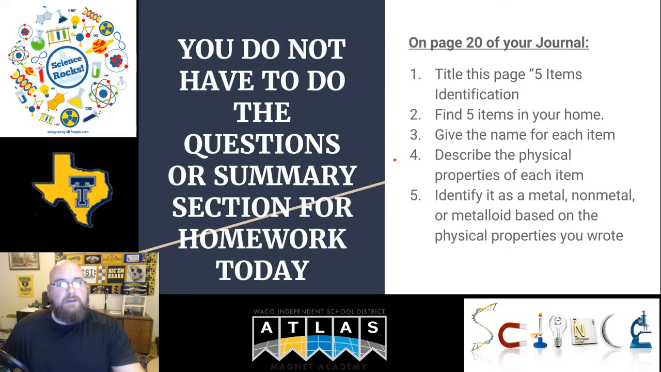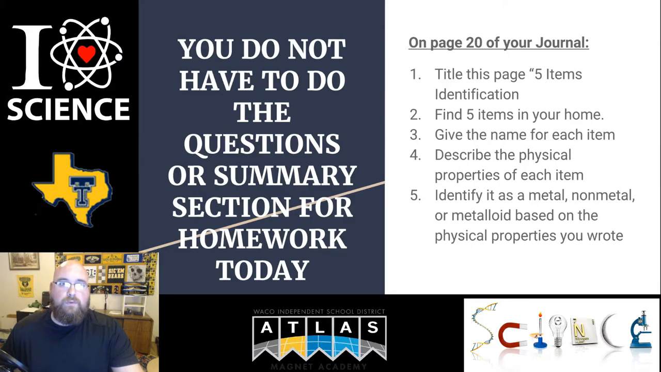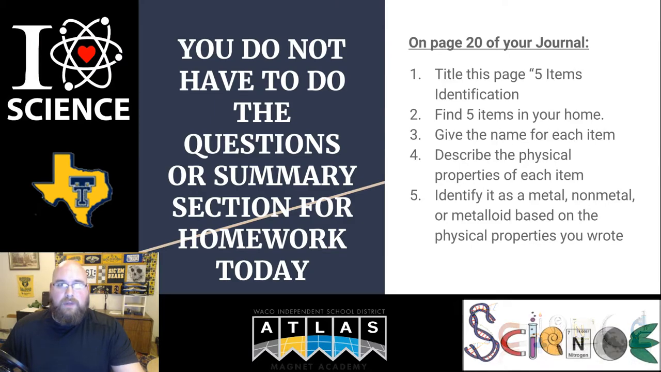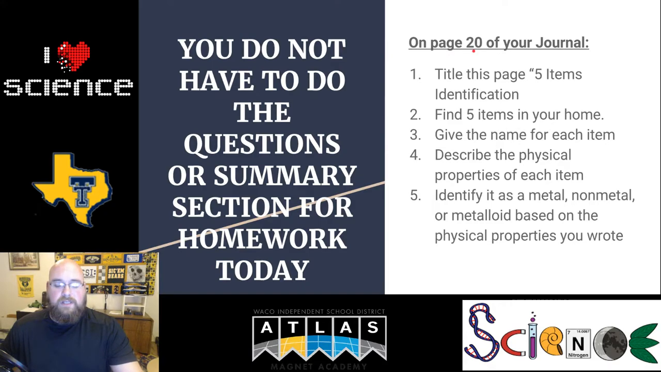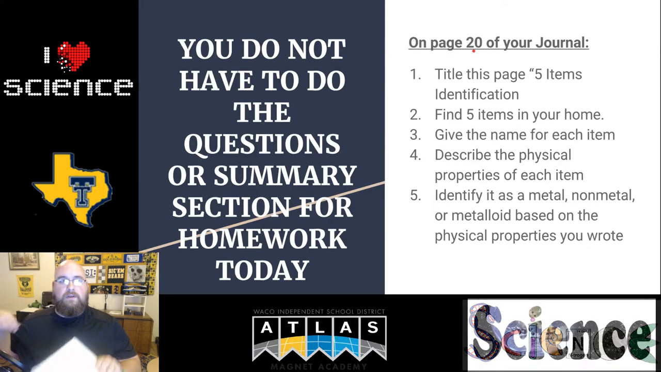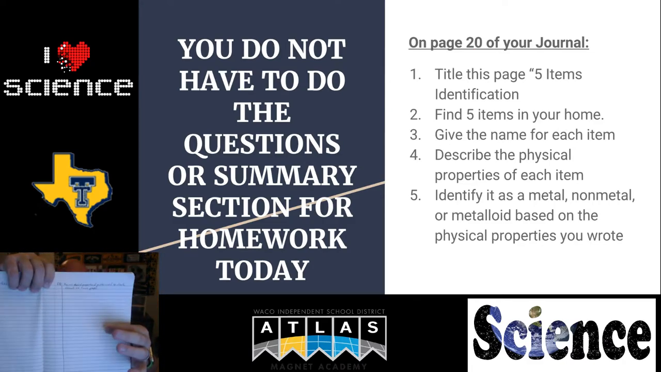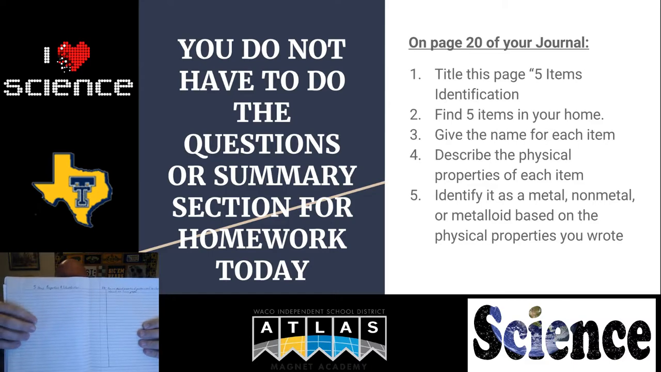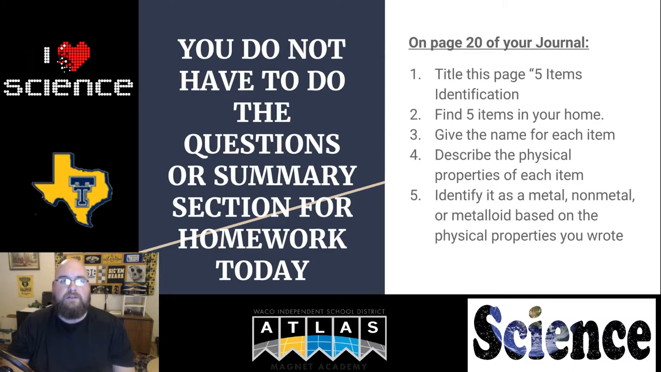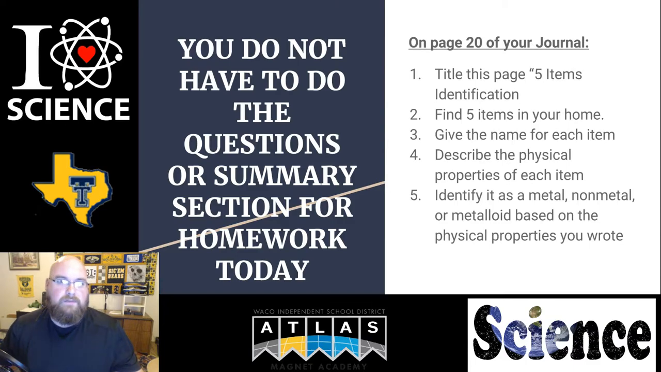So now that we've talked about the three main groups and how to tell what properties lead us into what a substance can be, this is what I would like for you to do. We are not, I repeat, we are not doing the questions section or the summary section of our Cornell notes today. What I would like for you to do instead is on page 20 of your journal. So if you have your journal, this side is where your Cornell note should be on the left-hand side. I want you to title this page 5 items identification.